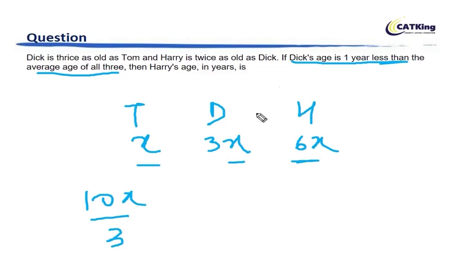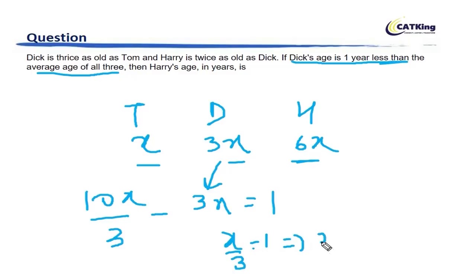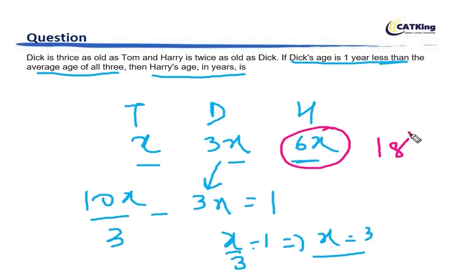Dick's age is 1 less than the average, so the average minus the age of Dick, which is 3x, is equal to 1. Now if you solve this, 10x minus 9x is x upon 3, which is equal to 1, so x is equal to 3. I hope this is clear now. The question is, what is Harry's age? Harry's age is 6 into 3, which is 18. I hope this is clear to you.